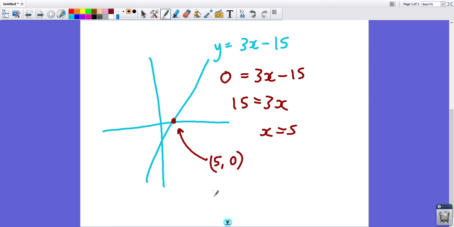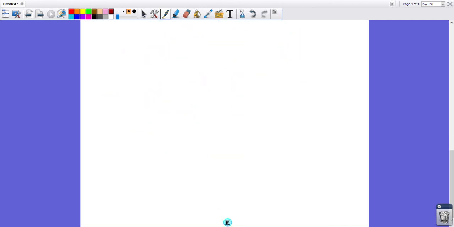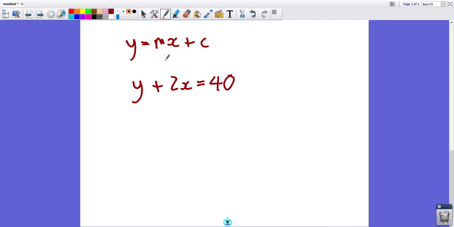I'm thinking about ways the question could be a little bit different. They might not give it in the typical form y equals mx plus c. They might give it in a different form, like for example, y plus 2x equals 40, but it's almost like in this form it's actually easier.